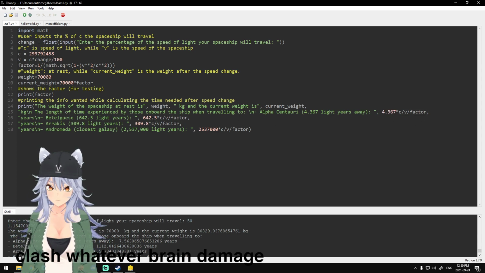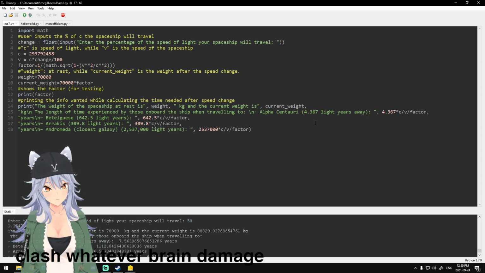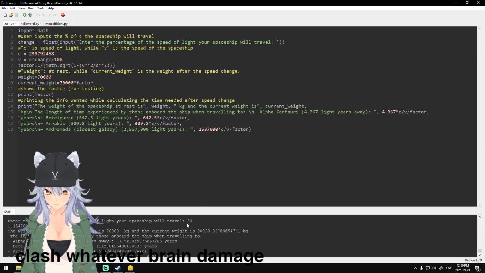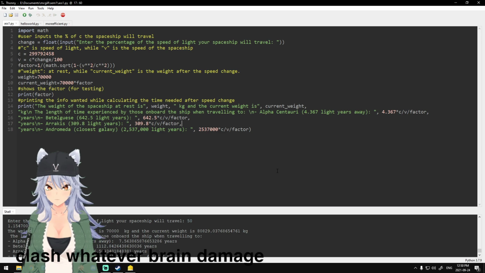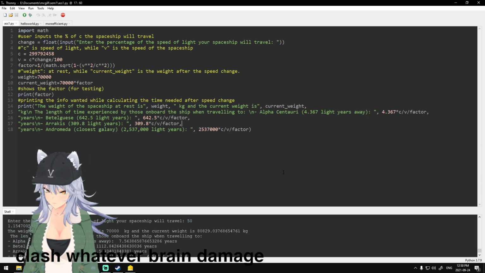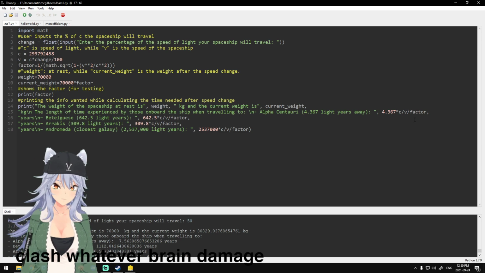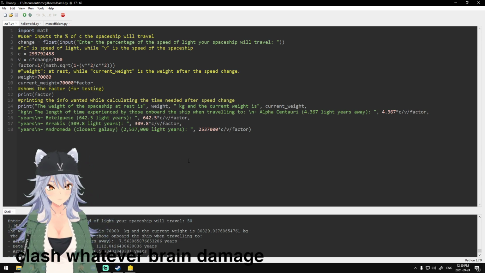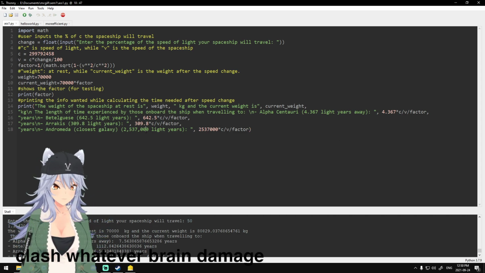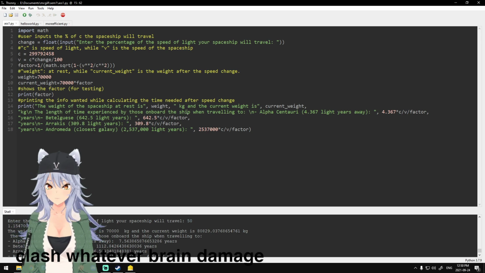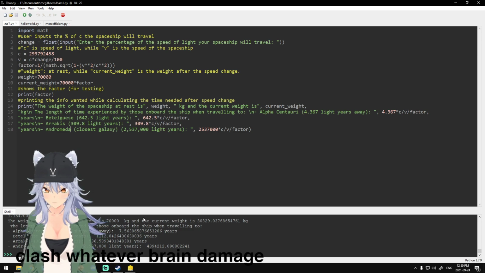So here we have the length of time experienced by those on board the ship to Alpha Centauri, which is 4.3 light years, which takes 4.3 years for light to travel. If we're traveling at 50% of the speed of light, that means it will take twice the amount of time. So it should take 8.6 years, but because of Einstein's formula of time dilation, we actually divide by the factor, which was 1.15, so it'll actually take us 7.5 years. Time dilation is hard, complicated physics. Anyway, it's the same thing for Betelgeuse, Arrakis, and Andromeda. And we have all of this.